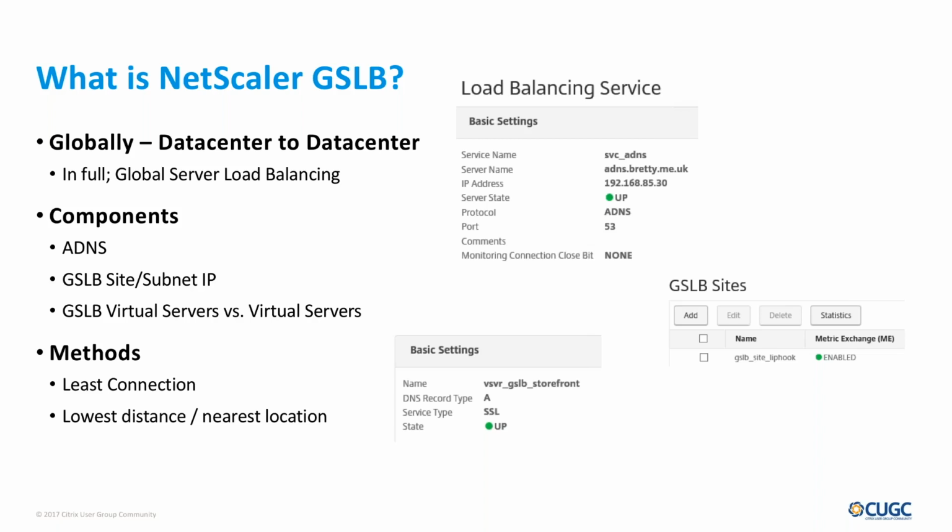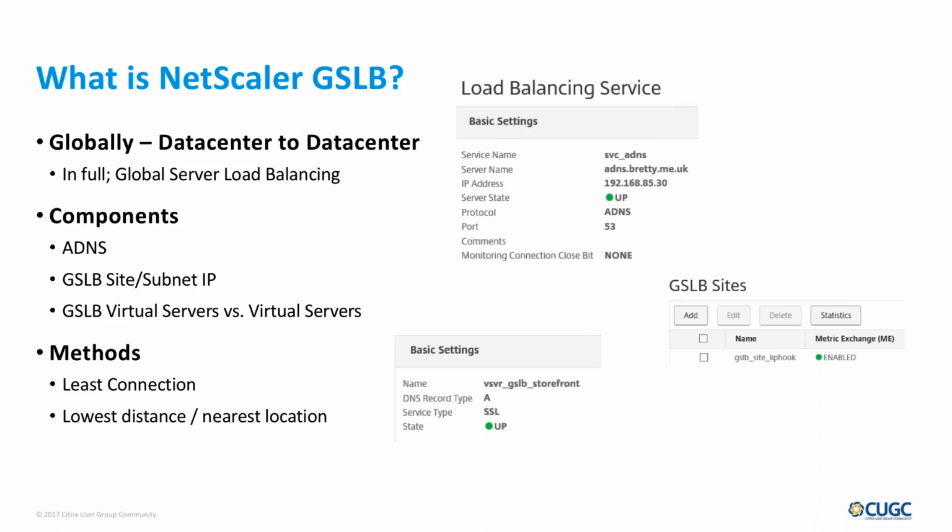And lastly, methods. There are different methods of using GSLB. You can use least connection. You can use lowest distance or nearest location. This will take into account the client IP that they're connecting from, and it will use a GeoIP database that you load onto the NetScaler to determine where the user is connecting from, and then direct them to their nearest active GSLB service.